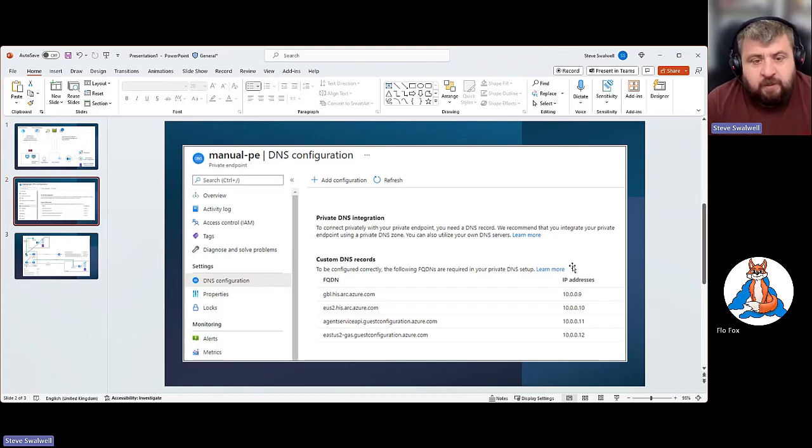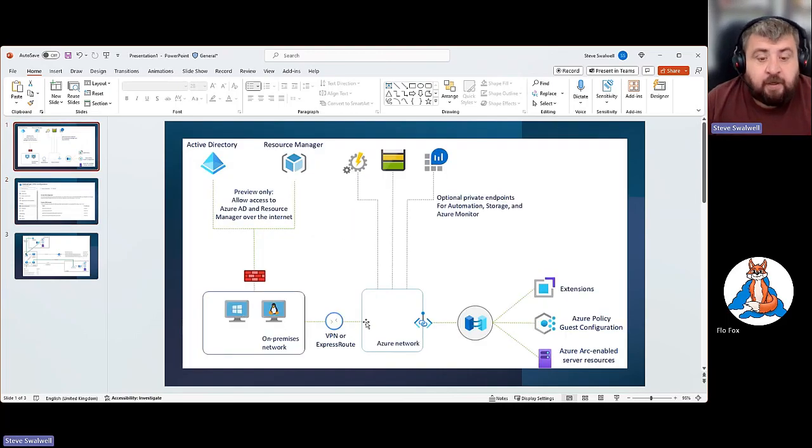Normally this is done via, if you're using Active Directory, the Active Directory DNS services, so that all of your servers look to those DNS servers to resolve the names. In this instance they would pick up the private IP addresses, and the traffic would then flow across the VPN to your private endpoint, and then off to these Azure services, which can be enabled for the extensions, Azure Policy, and things like that.